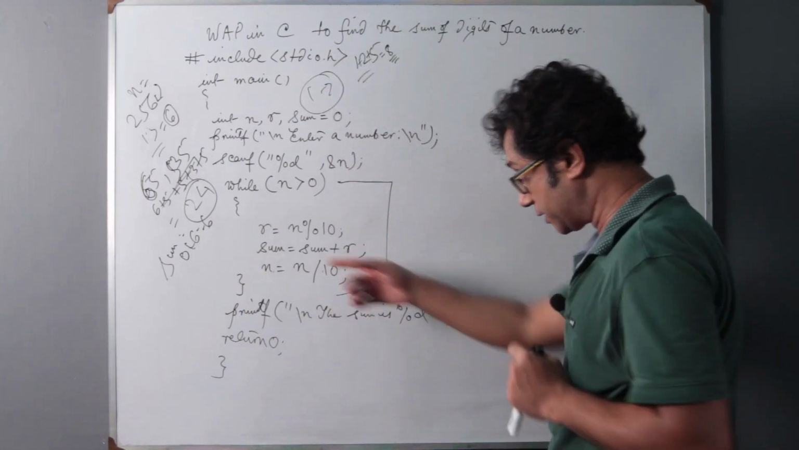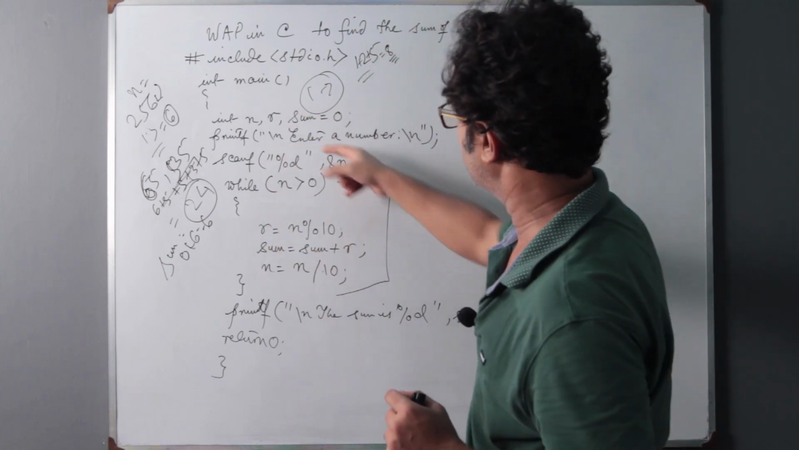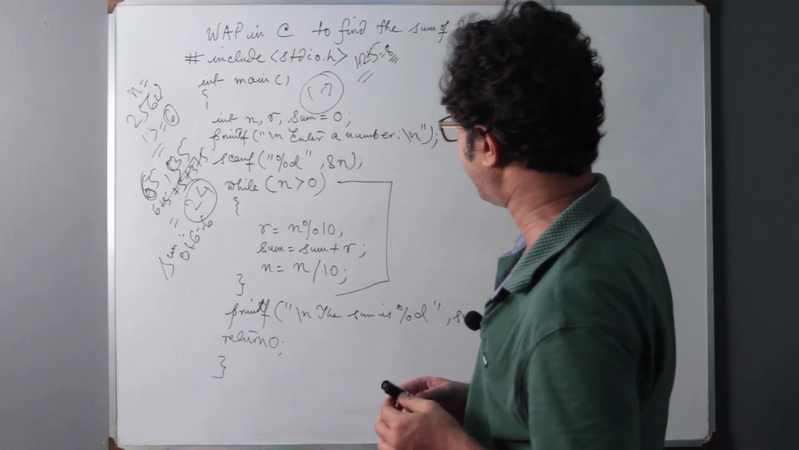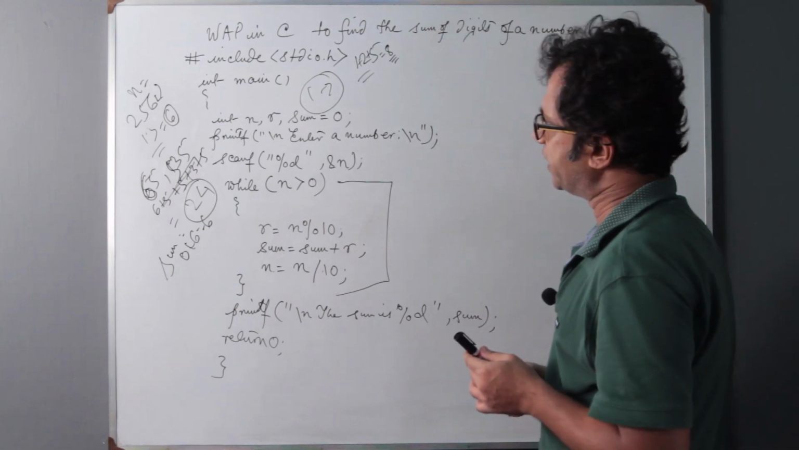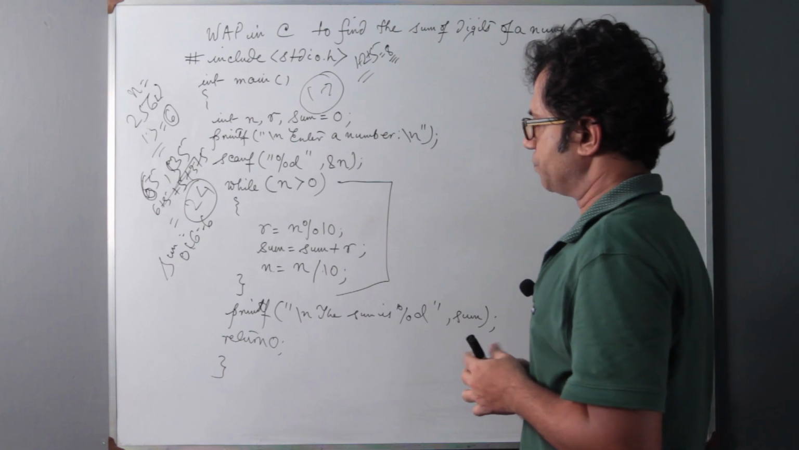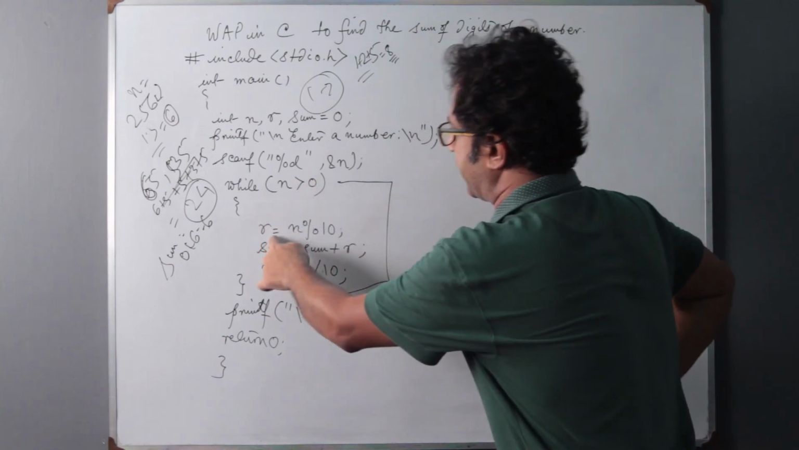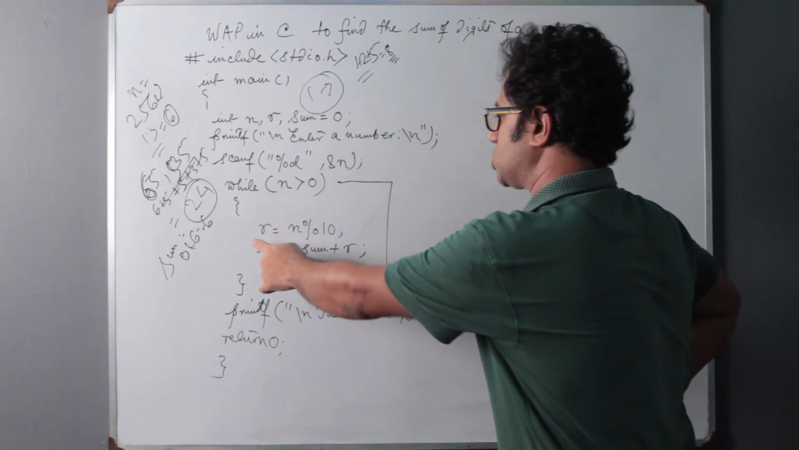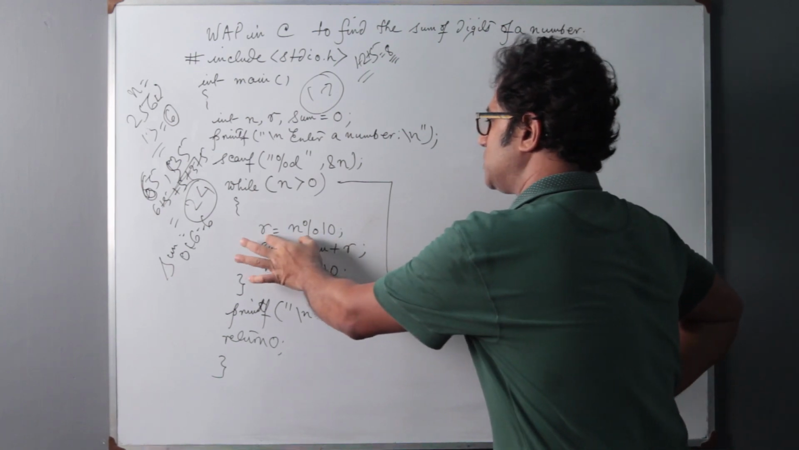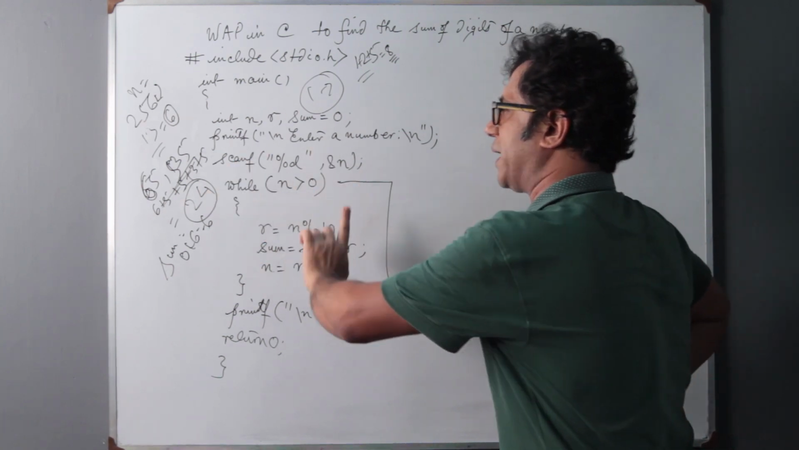So now we try to enter the loop once again. In the next iteration we'll check whether we can enter the loop. Let us check. 25 is definitely greater than 0. So again the program control enters the while loop for the second time. So r is equal to n percent 10, that is 25 percent 10.